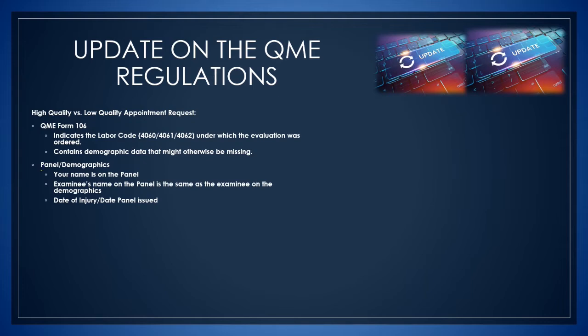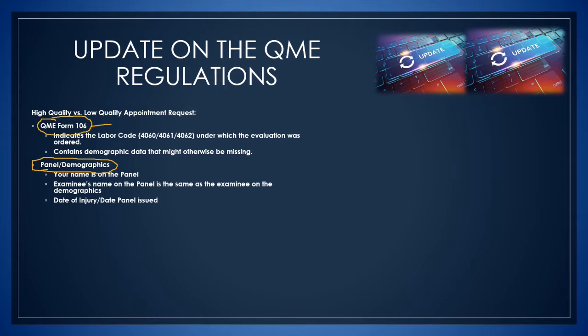Now, I want you to know that the parties consider these pieces of data to be routine. They will never be surprised when you ask for a copy of the panel and a copy of the demographics, because they're used to sending those pieces of information over for an appointment request. QME Form 106 may come as a bit of a surprise to the parties, but I'm suggesting to you that you insist that they send you a copy of this form. They have this in their file. This is a form that they've used to request the QME panel upon which your name appears. They can easily retrieve this form and they can easily provide that to you.